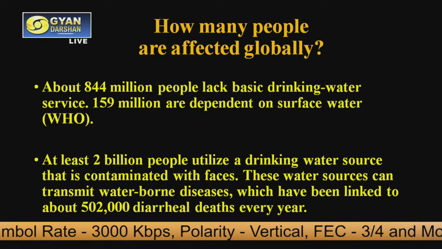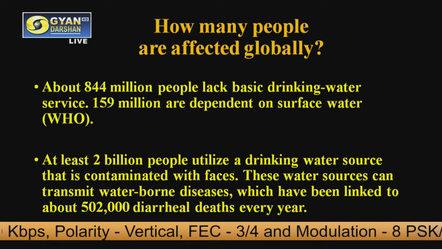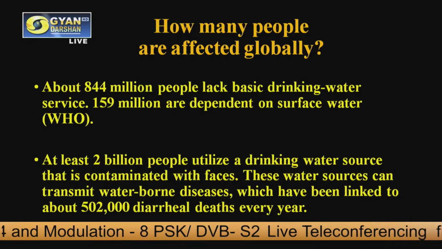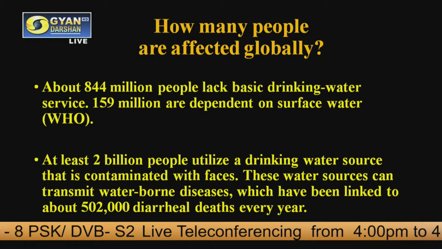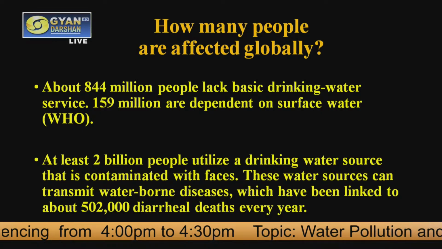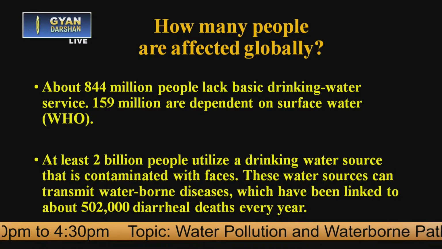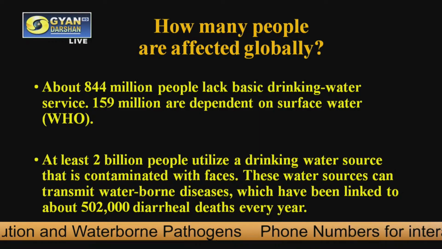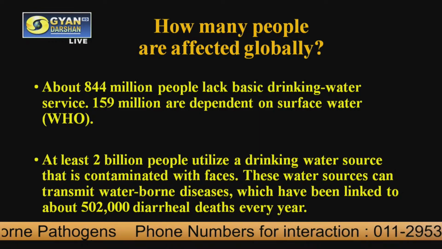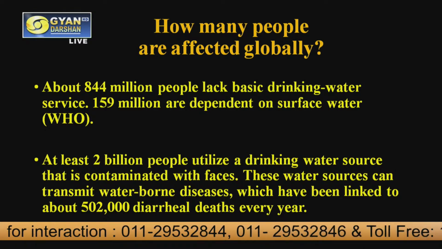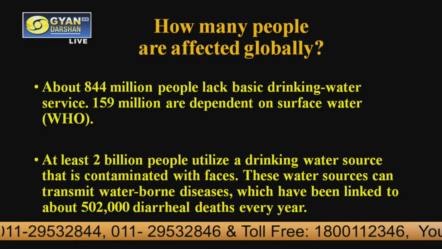Now, how many people are affected globally by these waterborne infectious pathogenic diseases? More than 800 million people lack basic drinking water service, and 159 million are dependent on surface water. This is a statistic given by the World Health Organization. At least 2 billion people use drinking water that is contaminated with feces. This is a very sorry state of affairs and very sad to note. These water sources can transmit waterborne diseases which have been linked to more than 500 million diarrheal deaths annually.